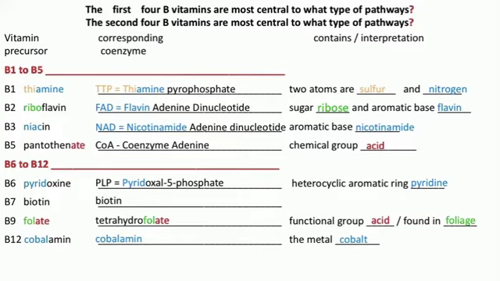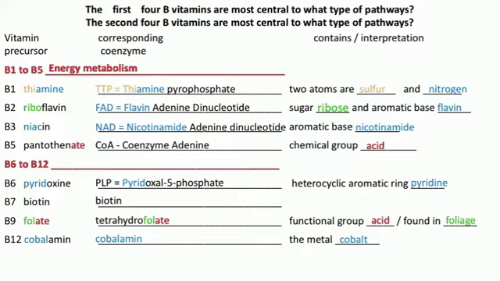two? Although there's some overlap, the first 4 are central to some types of metabolic pathways, and the second 4 are central to a different type of metabolic pathway. Can you identify those pathways? Well, in particular, what I'm looking for is the fact that thiamine, riboflavin, niacin, and pantothenate are central to glycolysis, the citric acid cycle, and oxidative phosphorylation, so they're at the center of energy metabolism.